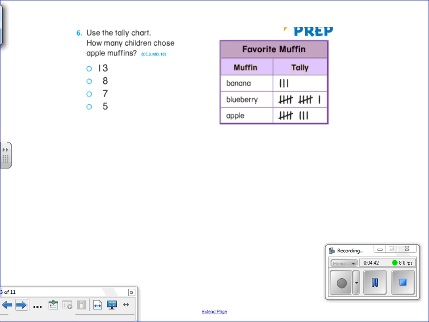Use the tally chart. How many children chose apple muffins? So we have a tally chart that lists the favorite muffins. 3 kinds of muffins listed, banana, blueberry, and apple. And tally marks to show how many children chose each. How many children chose apple muffins? Chris? 8. 8 is correct. So we have 5 tally marks grouped together plus 3 more is 8.